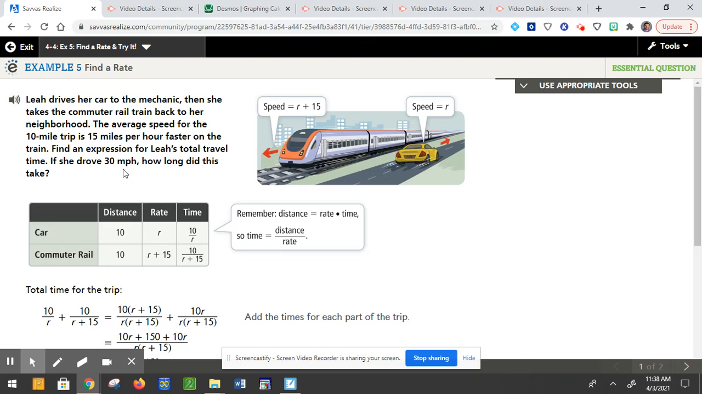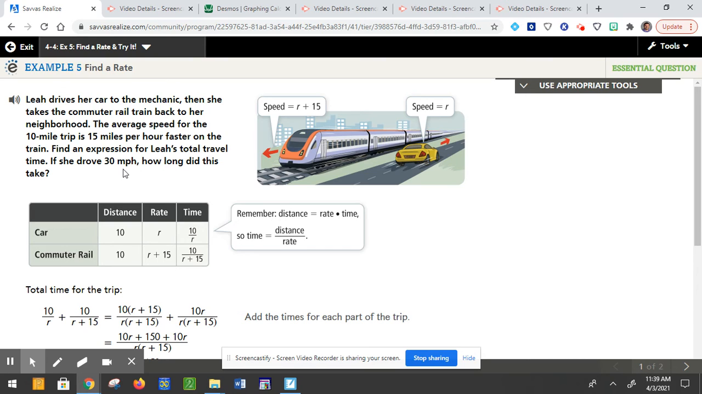So we're going to do a word problem here. The situation here is that Leah drove her car to the mechanic and she took a train back to her house. The average speed for the 10-mile trip, so I know the whole thing is 10 miles both directions, is 15 miles per hour faster on the train. So the rate for the car will be r, the rate for the train will be r plus 15.